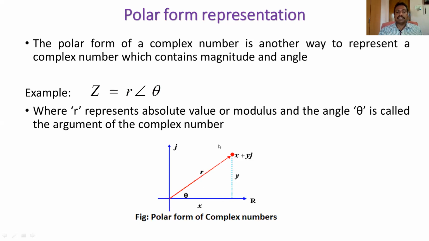That also we can calculate. Theta is equal to tan inverse of the imaginary part divided by the real part. The imaginary part is y, the real part is nothing but x. So therefore, theta is equal to tan inverse of y by x. R is equal to square root of x square plus y square.